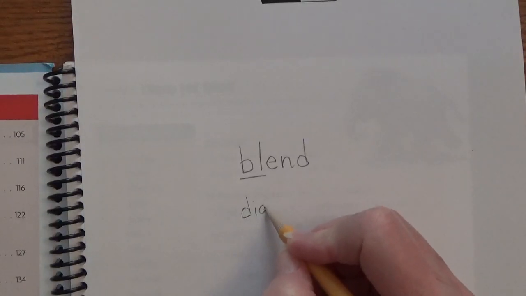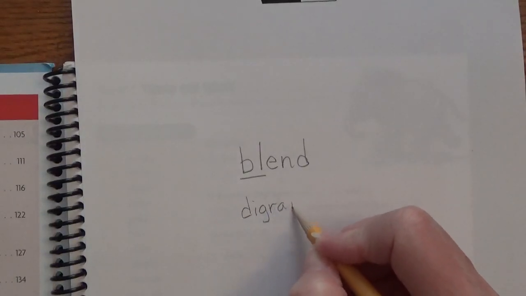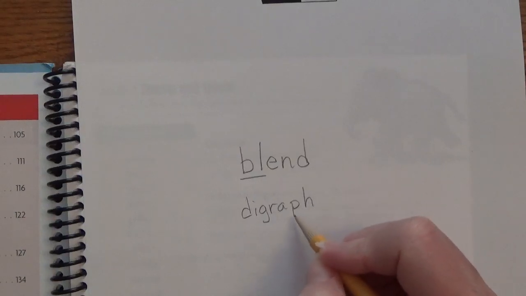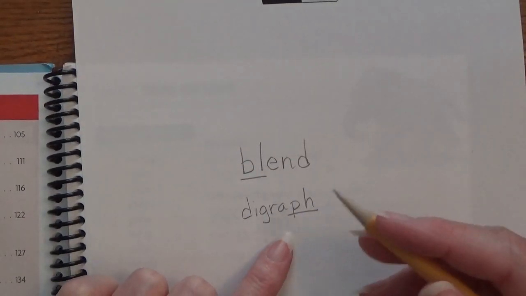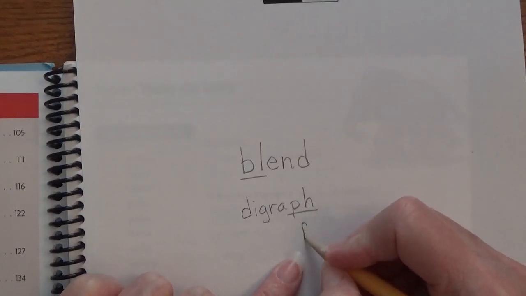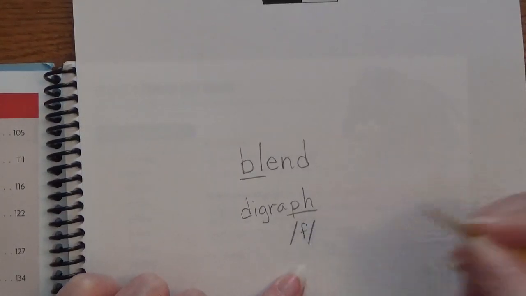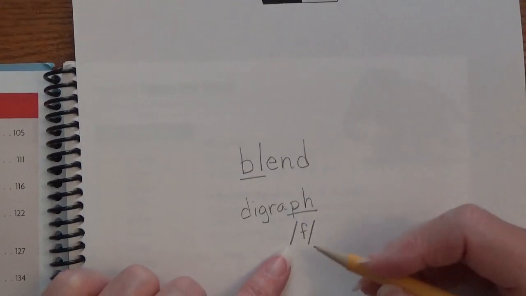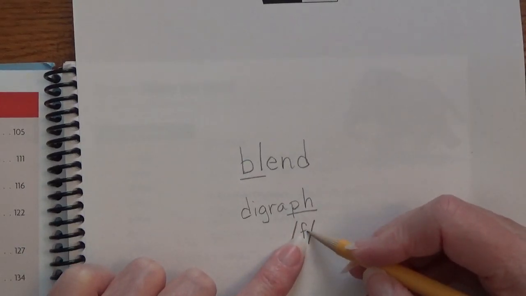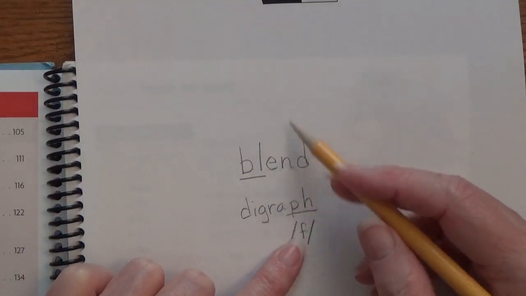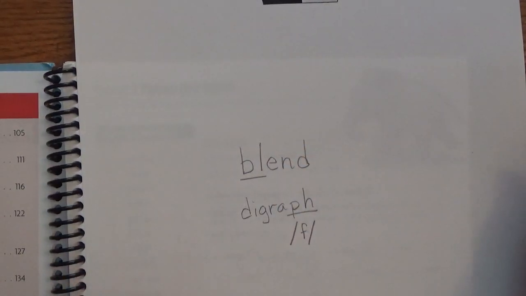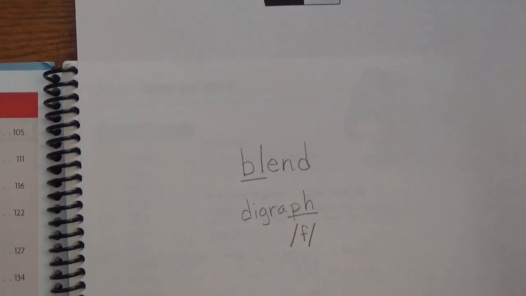Digraph has a digraph in it right here at the end. PH digraph. They didn't include it in our lesson, but the PH is 2 letters, makes the sound of F, digraph. So 2 letters, 1 sound. Blend, B, L, has a blend in it. So those are some ways to help us remember what they are if we forget.